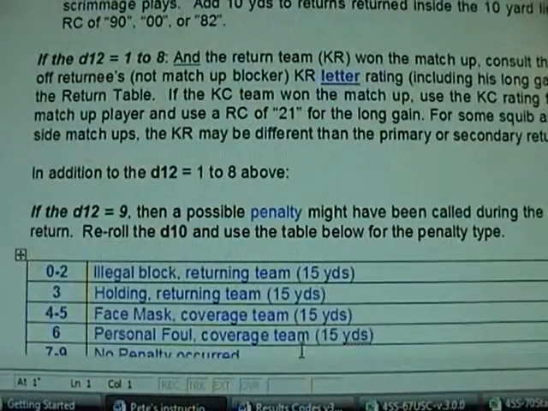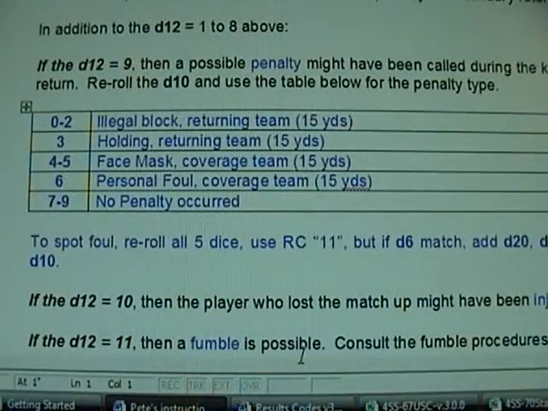Now the last thing you got to pay attention to on the return roll of the 5 dice is what the d12 indicates, because a d12 of 9 is going to indicate a possible penalty. Now I've reformatted all the rolls to be standardized. All 9s will be penalty situations, all 10s will be injury situations, all 11s will be fumble situations, and all 12s will be weird play situations. So no matter if you're doing kickoff procedures, punt procedures, field goal procedures, etc., that's how it's standardized from now on.